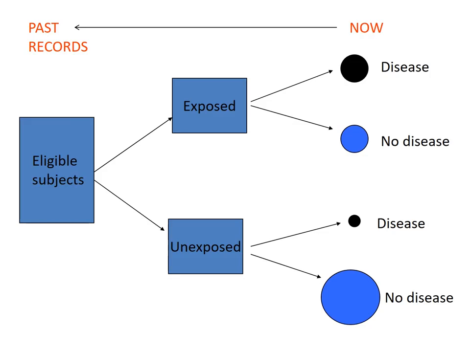This figure represents a retrospective cohort study. What happens in a retrospective cohort study is that we go back to the past records and assess a time point where subjects were disease-free. So subjects in the past, at a certain time point, don't have the disease. And we measure the level of exposure and we classify the subjects as exposed or unexposed. Then we follow up in the past until the occurrence of the disease. So again, we classify those who have the disease and those who don't.